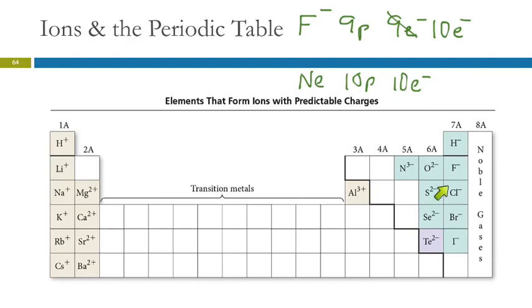So fluorine wants to gain 1 electron to be like the noble gas. Everybody else in this halogen family does the same thing. Chlorine, bromine, and iodine, they'll gain 1 electron, so they all form a 1 minus ion. So that charge is equal to their group number minus 8. 7 minus 8 is negative 1.